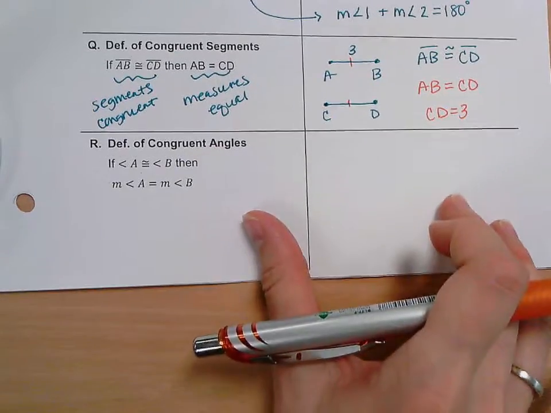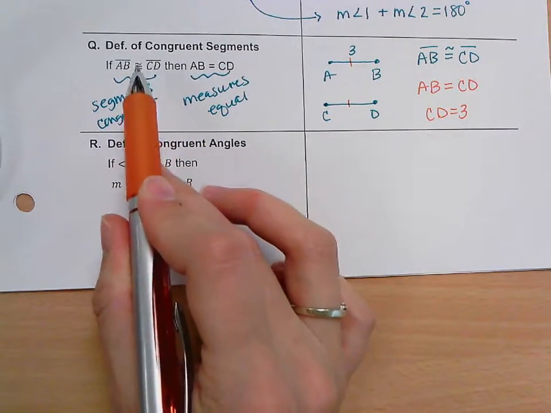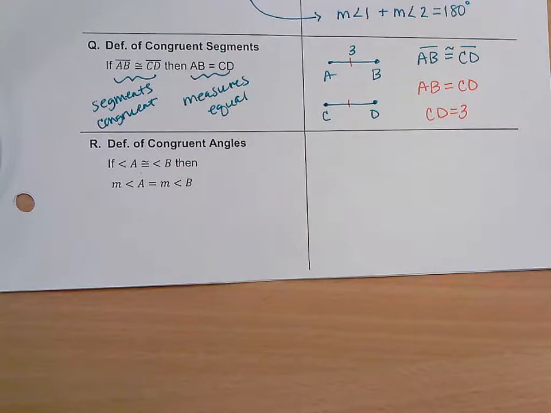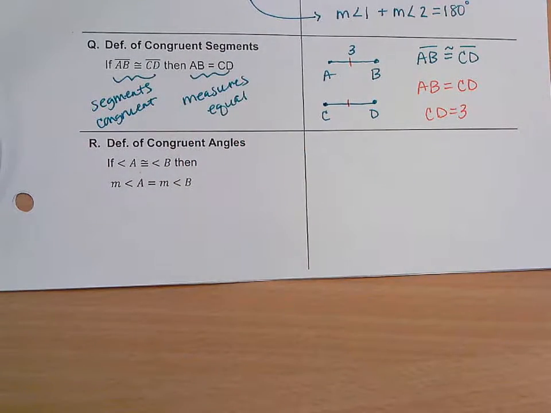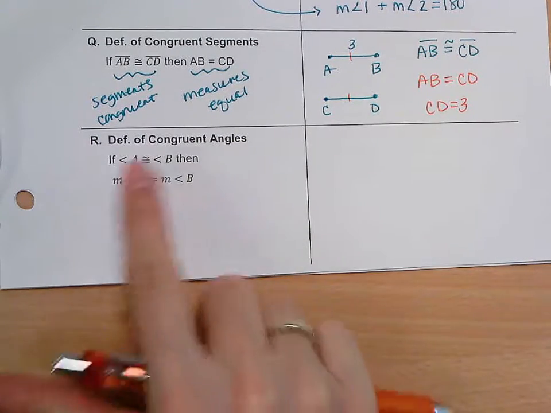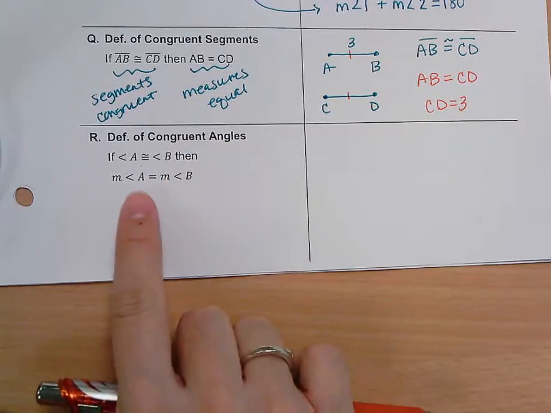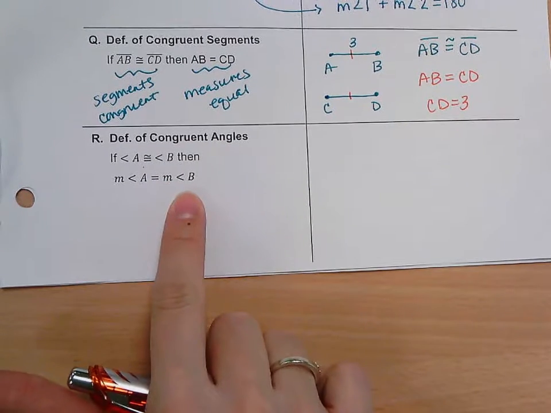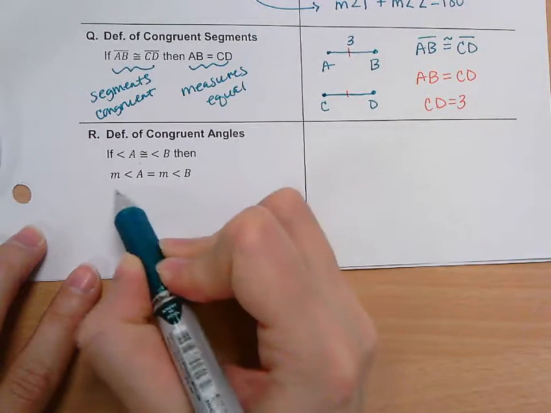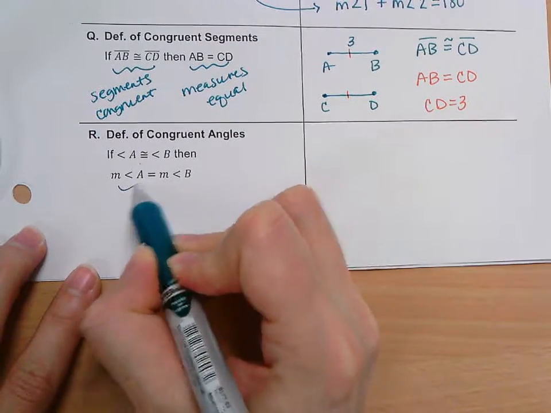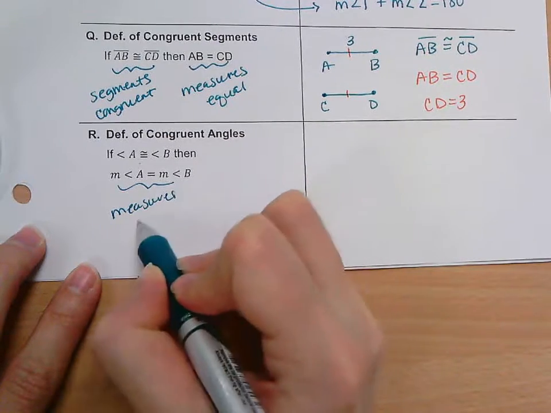But that's notation as well, just making sure you understand when to use the congruent symbol versus just an equal sign, and what the bar above and not above means. Definition of congruent angles, same idea. If two angles are congruent, then the measures of the angles are the same. When you have the M in front, this is measures are equal.